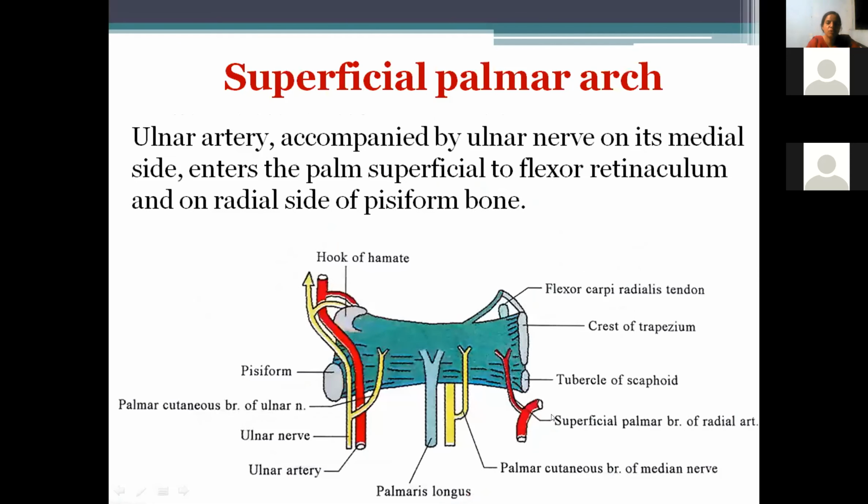Now let us talk about the superficial palmar arch. Now see here. This is the flexor retinaculum. This is our ulnar artery, accompanied by the ulnar nerve. Both are side by side. On the medial side it enters the palm, superficial to the flexor retinaculum, on the radial side of the pisiform bone. Here it is entering like this. Okay, then let us see what's happening.